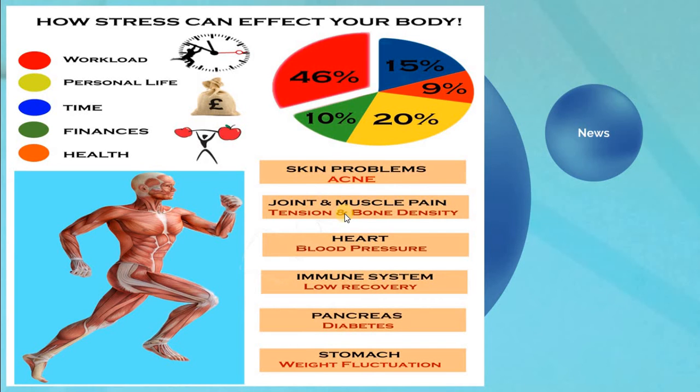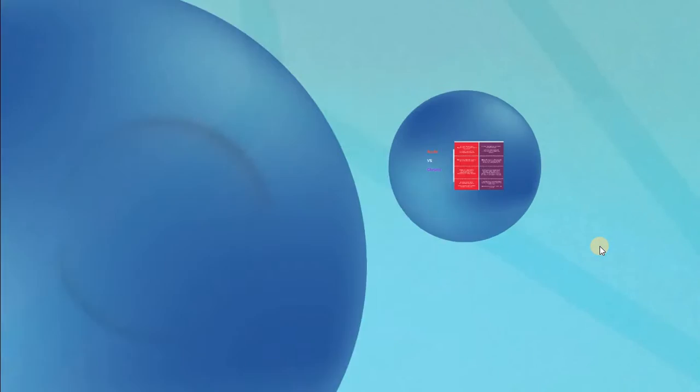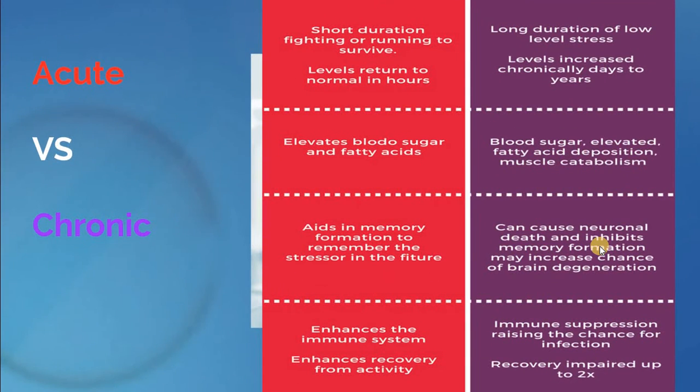This is how stress affects the body. It affects all of the body, especially skin, joints, muscles, heart, immune system, pancreas, stomach, oral cavity, and so on. So this is how stress can affect your body, and in which proportions.